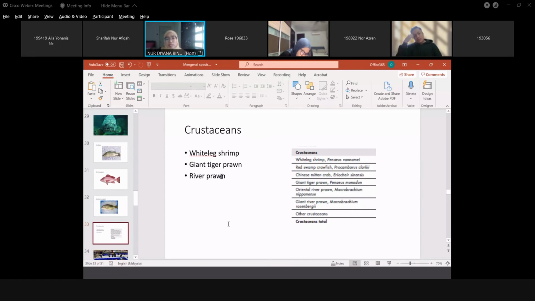And river prawn is Macrobrachium rosenbergii. So it's a freshwater species. The morphology is different from your shrimps, white leg and tiger. You can see that they have a larger carapace or head, and the front part, or rostrum, is slightly different.